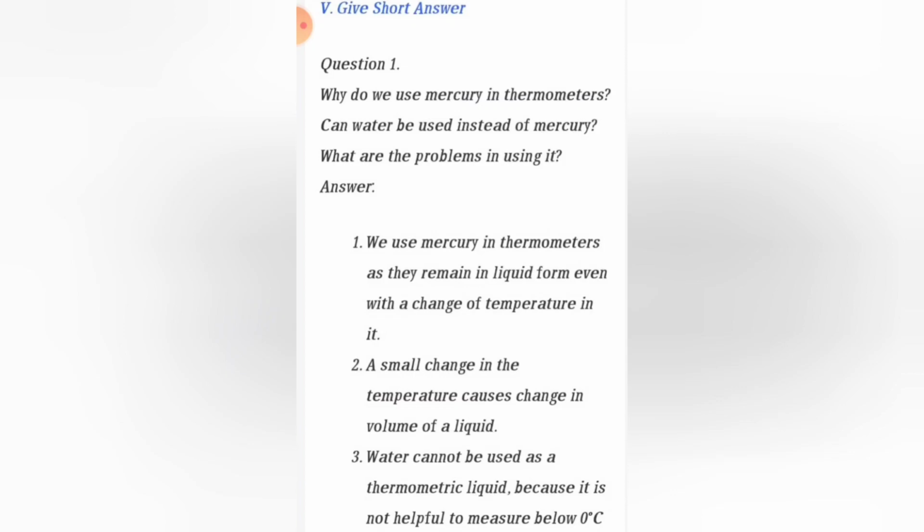தேர்ட் பாயிண்ட், water cannot be used because it is not helpful to measure below 0 degree and above 100 degree centigrade. நம்ம பார்த்துருக்கோம், பாய்லிங் பாயிண்ட் ஆஃப் வாட்டர், ஃப்ரீசிங் பாயிண்ட்டு இதெல்லாம் பார்க்கும்போது நம்ம வாட்டர் தான் யூஸ் பண்ணி மெஷர் பண்ணுறோம். அதுக்கு பிலோன்னும் போது நம்ம வாட்டரை யூஸ் பண்ண முடியாது. ஸோ அதனால தான் நம்ம மெர்க்குரியை யூஸ் பண்ணிக்கிறோம்.